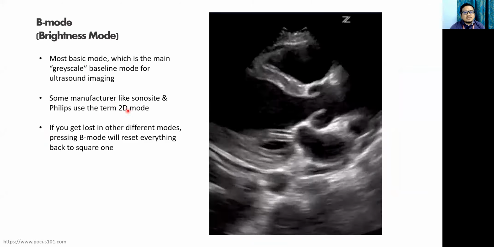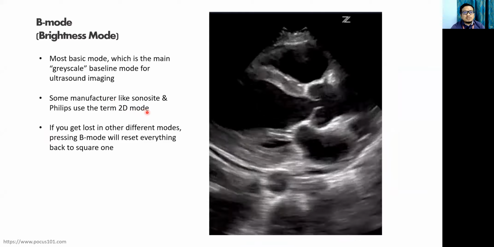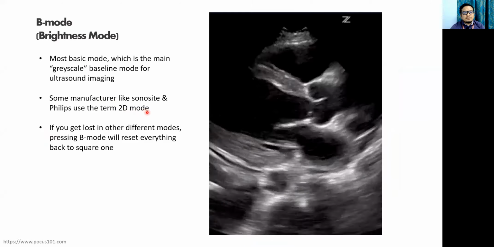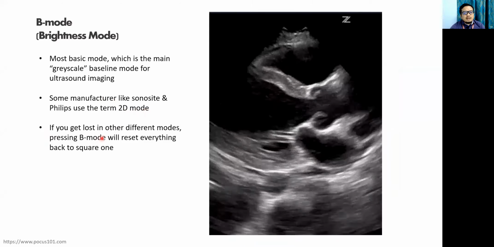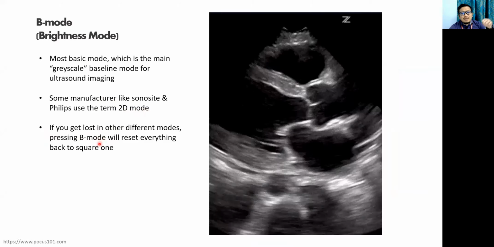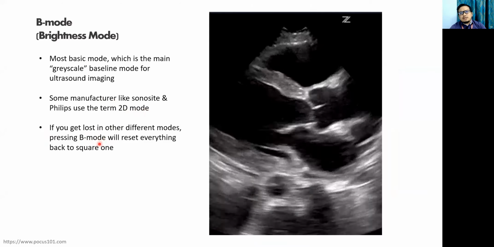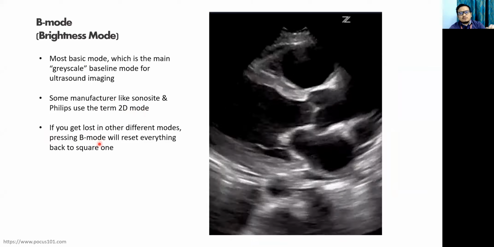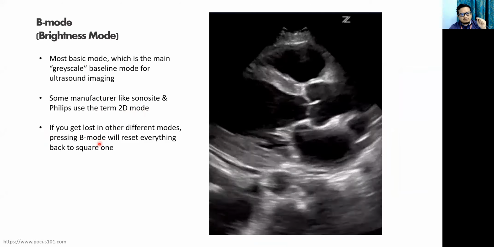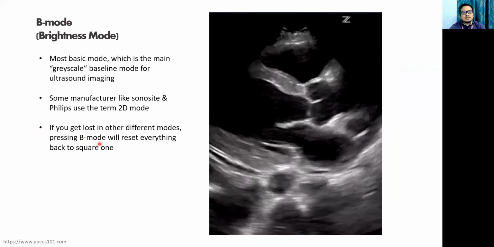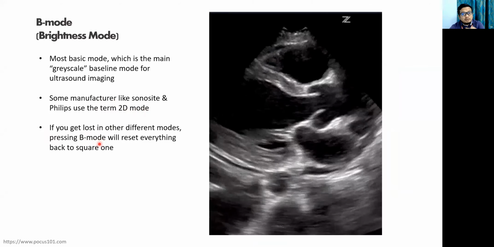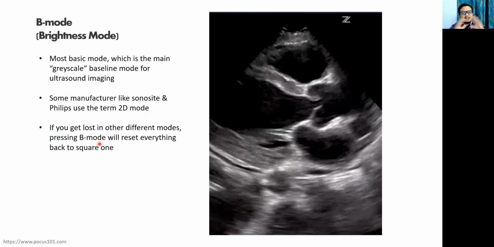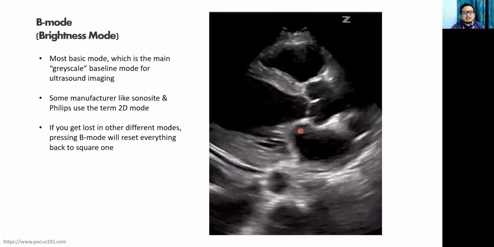Some manufacturers like Sonosite and Philips use the term 2D mode, and BK also uses 2D mode. If you get lost in the other modes, like M mode, color Doppler, or any other Doppler, and you are confused, you can just press the B mode button or 2D mode button to reset everything and go back to square one. This is a normal B mode.